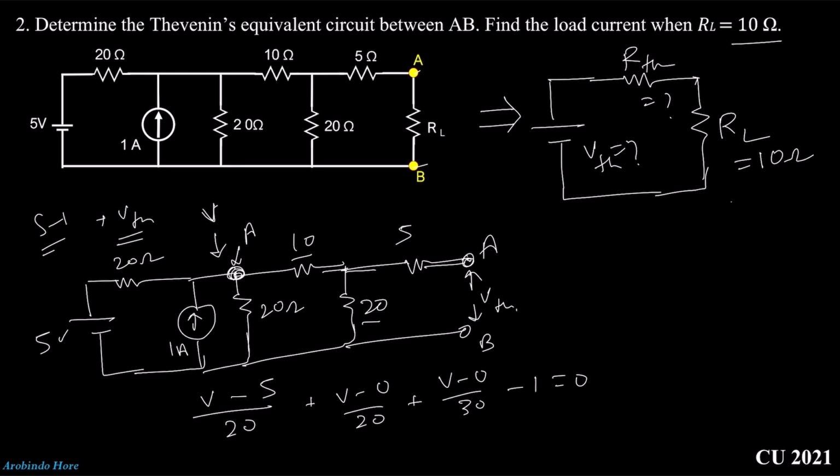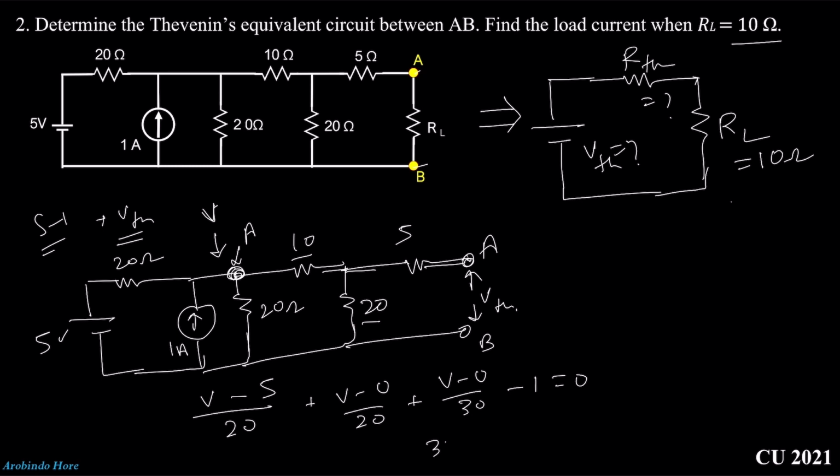Here you can see I assumed these two resistances are in series. Why? As you can see here, this terminal is open, right? That means here the resistance is infinite. As the resistance is infinite, there will be no current flow through the 5 ohm resistance. That means the current coming from this node will go to the 10 ohm resistance and all of the current flows through the 20 ohm resistance. That means this 10 ohm and this 20 ohm are in series. That's why I wrote 30. So let's solve this equation and get the value of V.